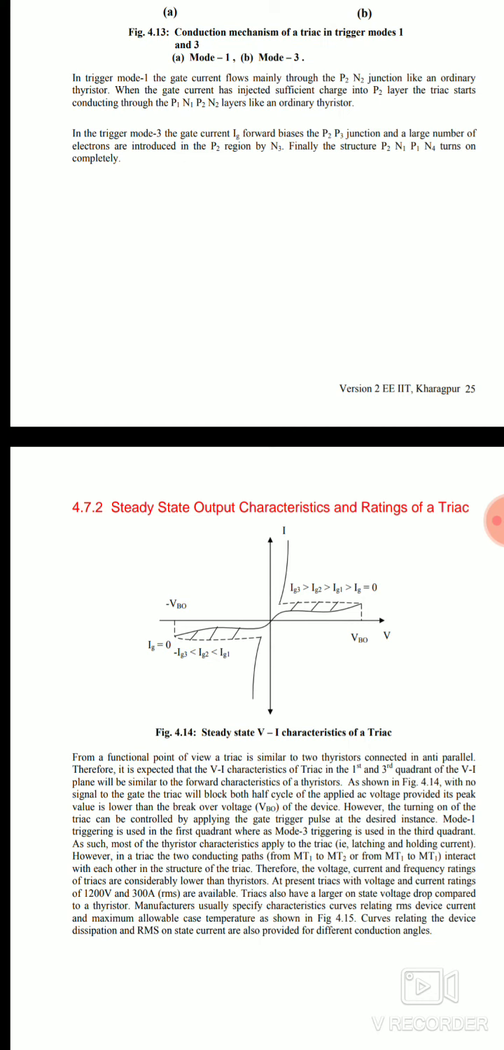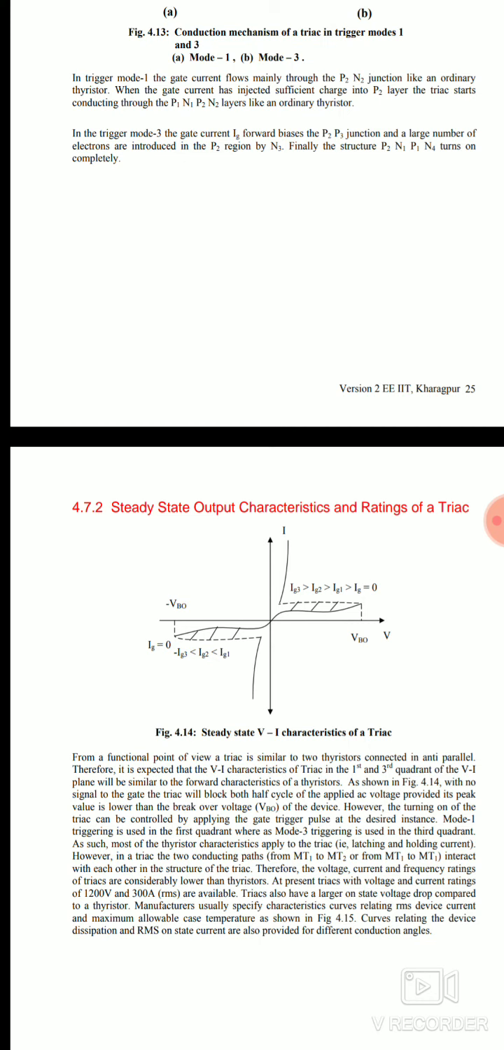And the triac can be turned on below the VBO. VBO means forward breakover voltage. The triac can be turned on below the VBO by applying a gate pulse such that the current through the device is more than the latching current. Latching current means the minimum current required to hold it in the on state.